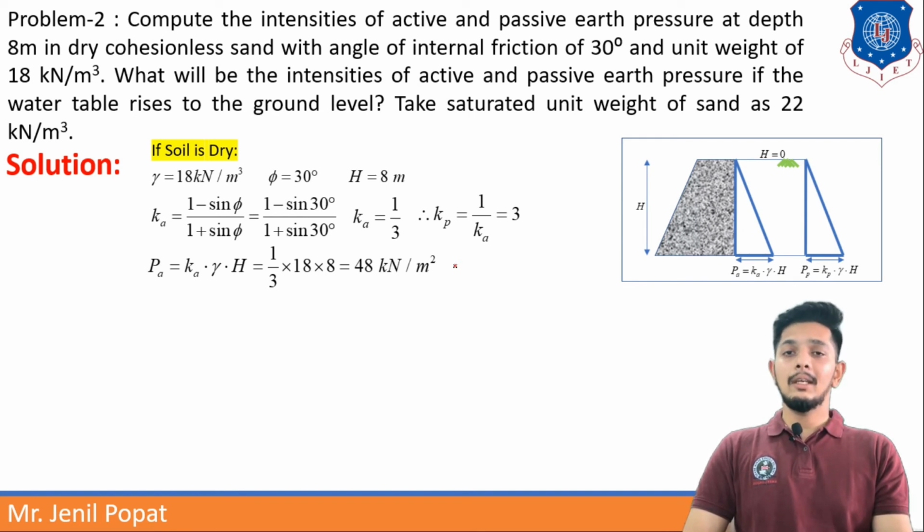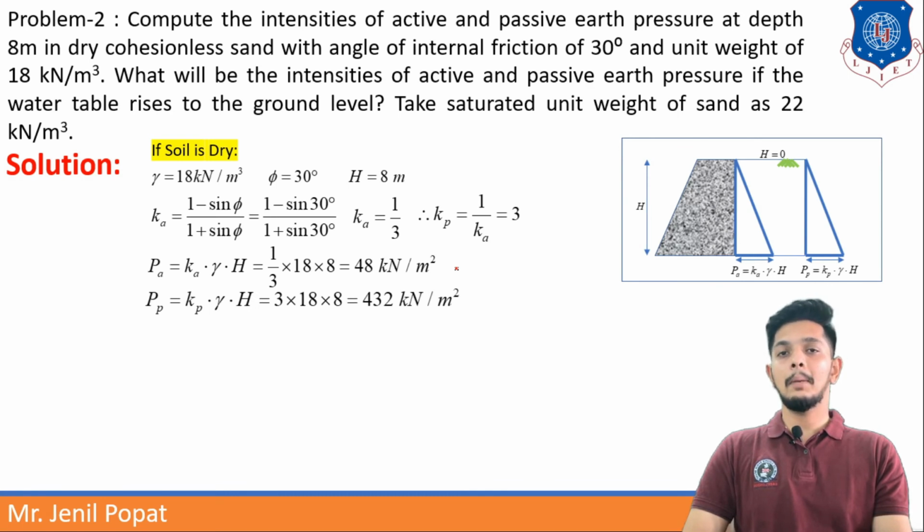Here K can be taken as 1 by 3, as 0.3333 etc. But we have to take up to 4 decimals compulsorily. Let us move to passive earth pressure. Pp will be Kp into gamma into H. Here Kp we found out as 3. Gamma is given, H is given. So both passive and active earth pressure are there if the soil is dry.